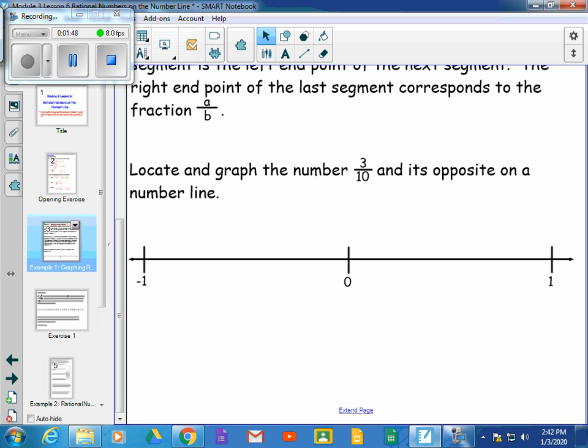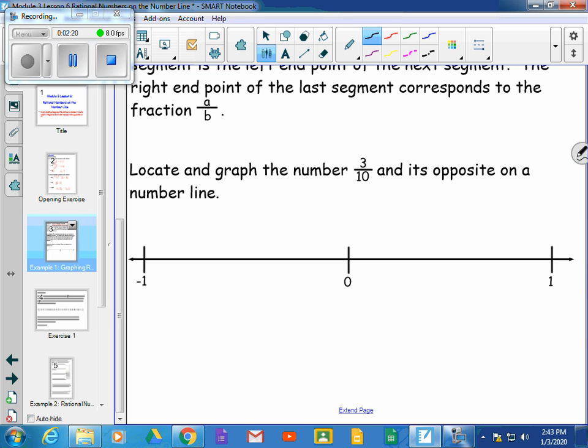Now, using that, we're going to locate and graph the number 3/10 and its opposite on the number line. To make it a little simpler than those long definitions, in order to graph a fraction of any kind, what you need to do is first decide what integers it is between. 3/10 is between 0 and 1. Those are the two integers on the outside of 3/10.